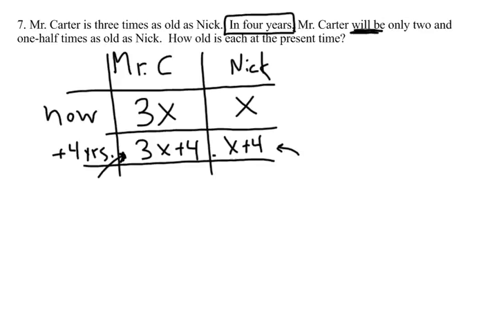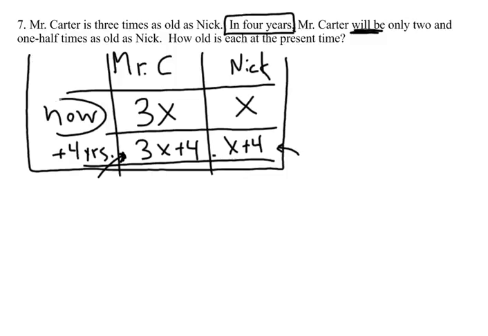So here we have a question about Mr. Carter and Nick. I've already built the table for us, as we've done in past questions, where we make a relationship between how they are now, and then as soon as we see something like in 4 years, we make a relationship for then. And now we can build the relationship between those two expressions, because remember, the "will be" is just an "is", but talking about the future.